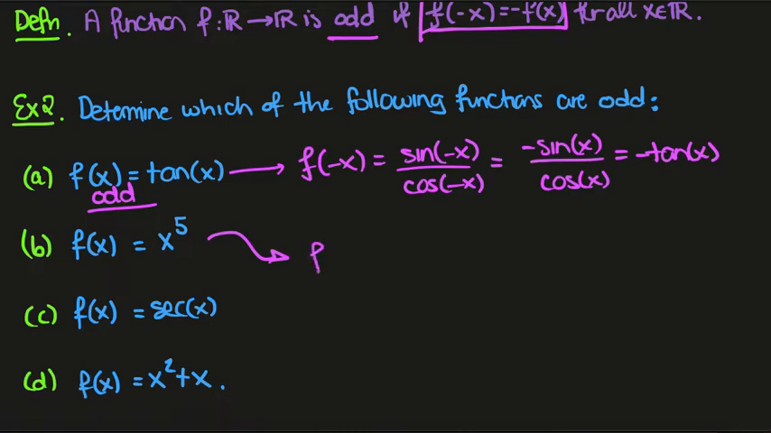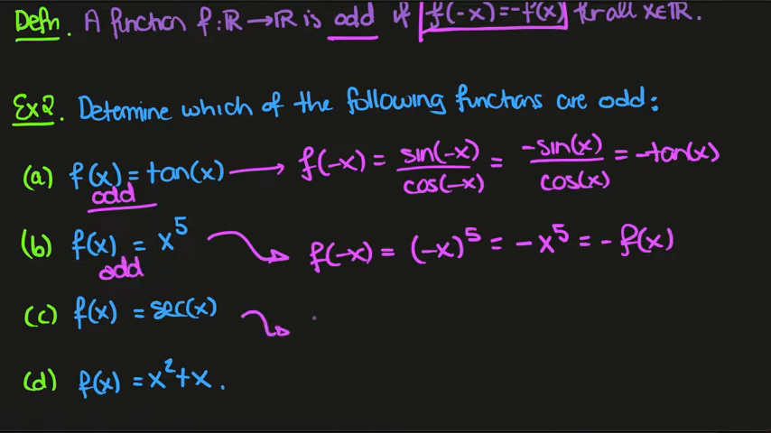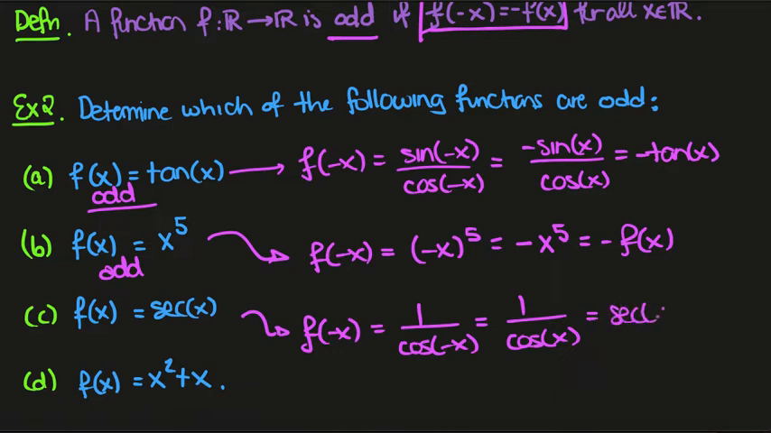Okay, so let's look at x to the 5. So f of minus x is minus x to the 5. But an odd power of -1 remains negative. So I'll have minus x to the 5, and that's minus f of x. So again, we have an odd function. So let's look at sec x now. So f of minus x is 1 over cos of minus x, but cos of minus x is cos x, and that's sec x. So this is even, not odd.